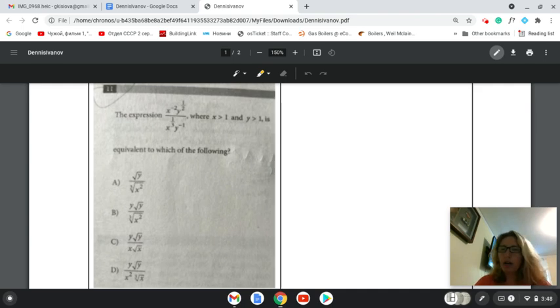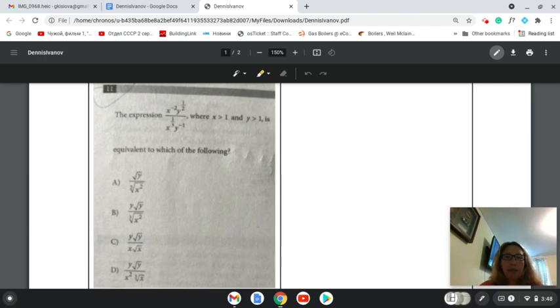What do we know about operations with exponents? When we divide, we have to subtract the exponents, keep the base the same. When we multiply, we add the exponents. And then we need to be very aware of how to convert an exponential form to radical form.